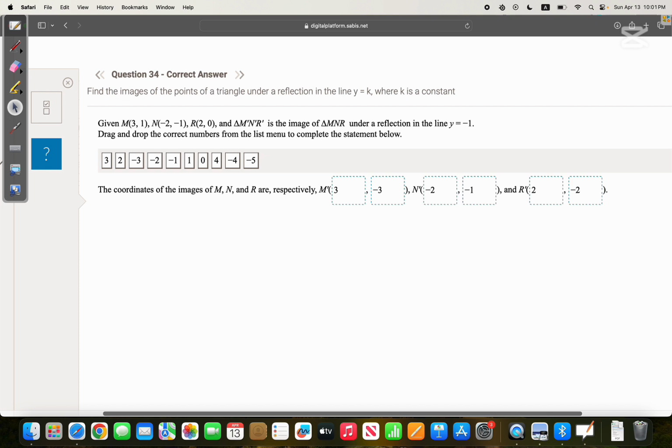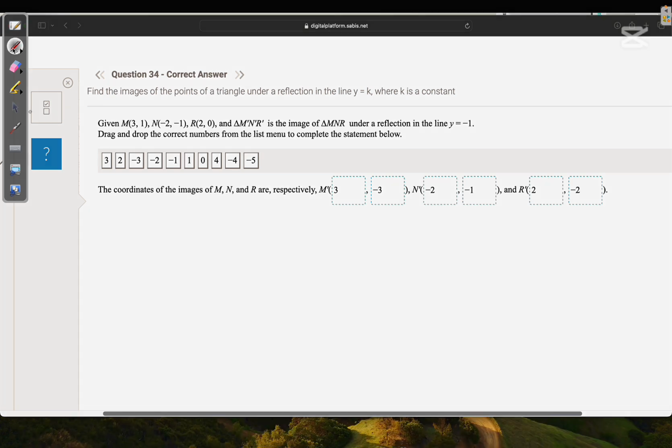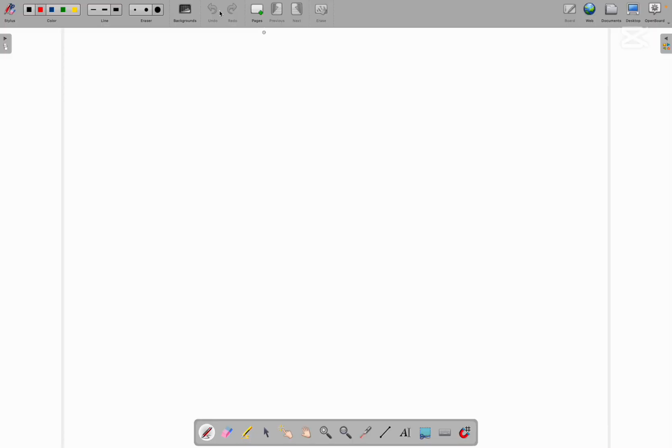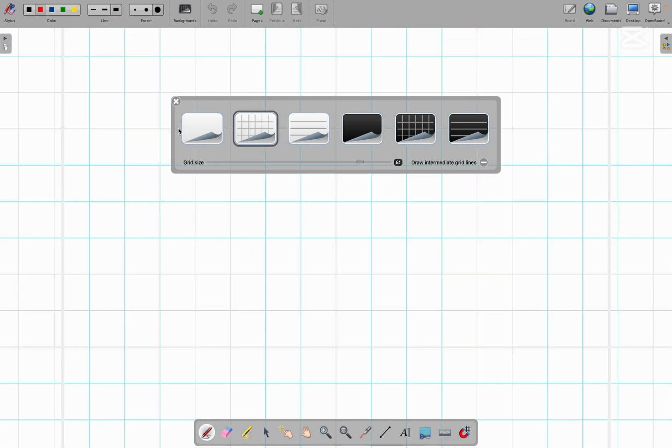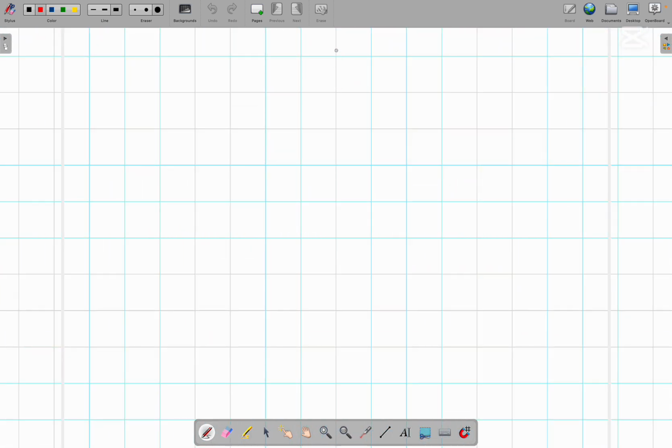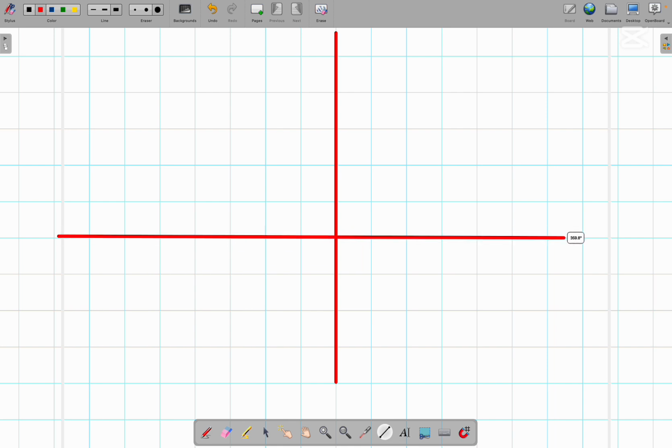34. The coordinates of the images M, N, and R respectively are. Okay, so in my opinion, the easiest way to do this is by drawing it. So they said by the line y is equal to -1. So let's just draw it. Sorry for the bad drawing, guys. Wait, let me make it easier on myself, like this. Okay, it's the first one, the second one.